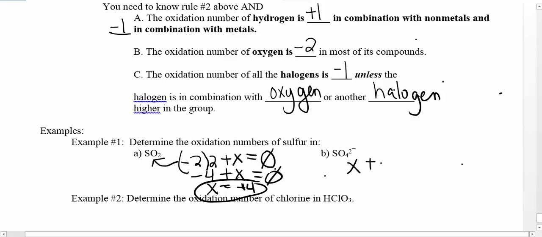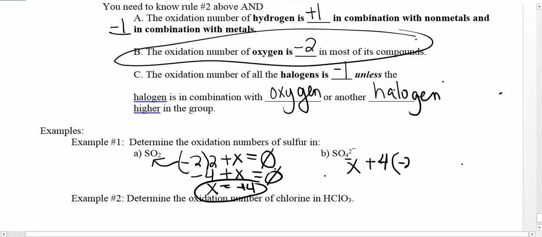How many oxygens? 4, SO4. What does each one of them have as an oxidation number? Minus 2, because that's one of the ones you just need to know. Now, SO4 has a charge. What is it? Minus 2. So the sulfur oxidation number and the oxygen oxidation numbers have to add up to the charge. So X minus 8 is minus 2, and X would be equal to what? Plus 6. You add 8 to both sides.